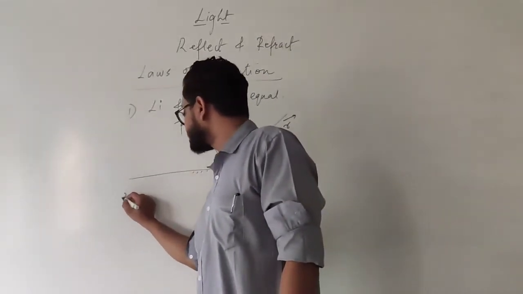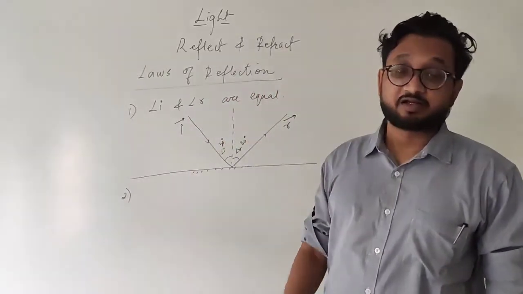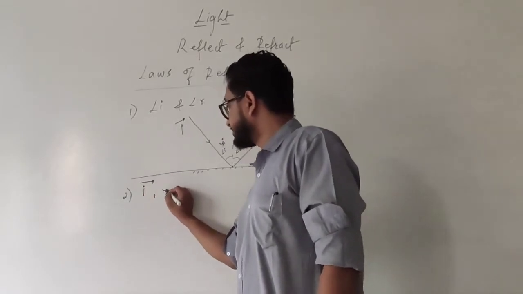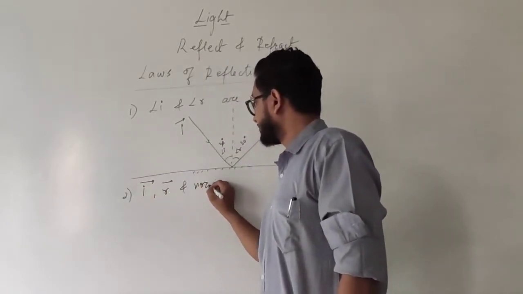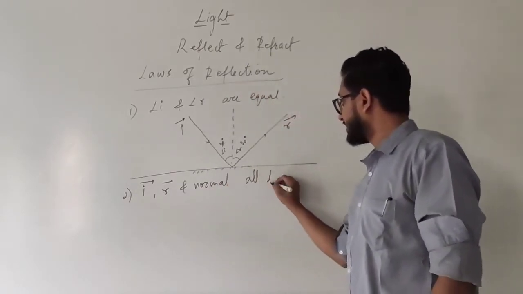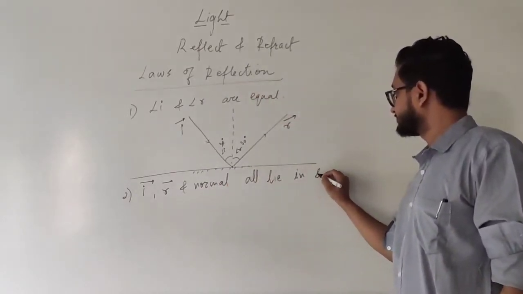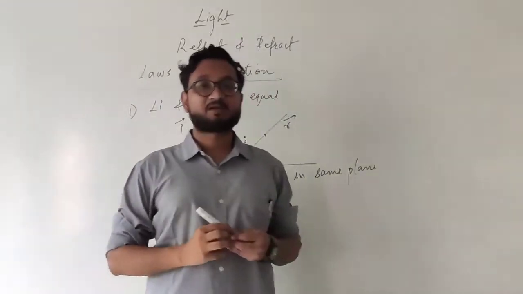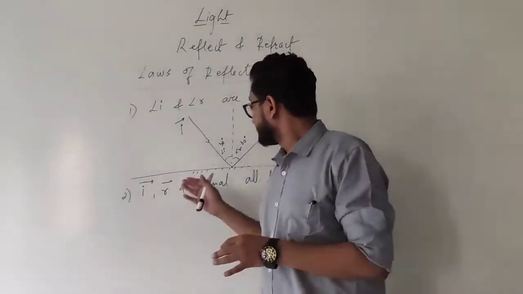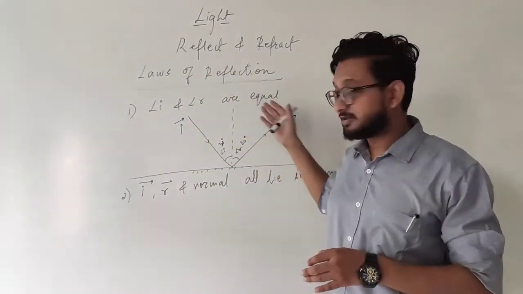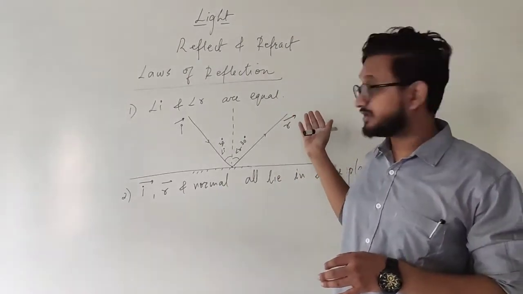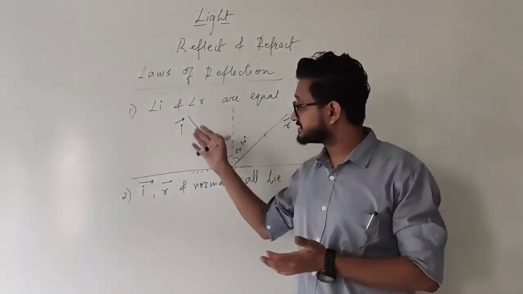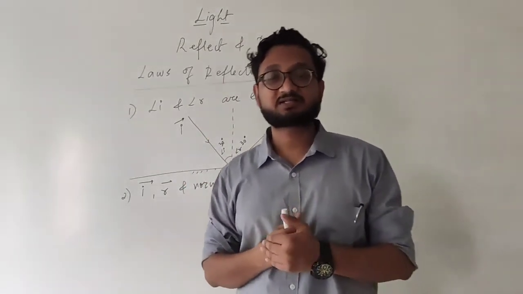The second law of reflection states that the incident ray, reflected ray, and the normal all lie in the same plane. So they are all in the same plane. They cannot change. If the incident ray and normal are in one plane, then the reflected ray cannot be in the other plane. They all will be in the same plane. This is what we studied about the laws of reflection in class 8.